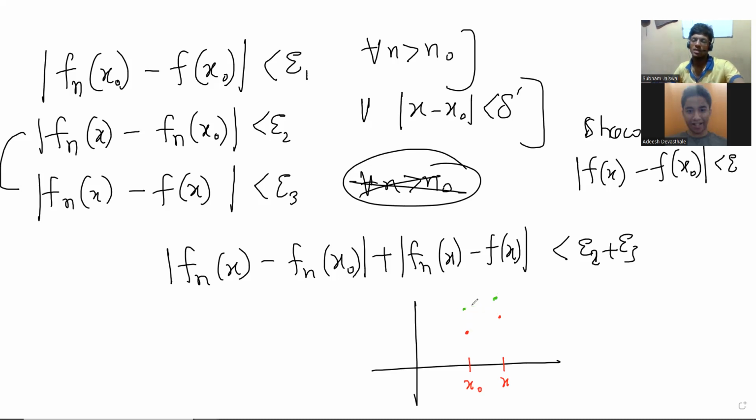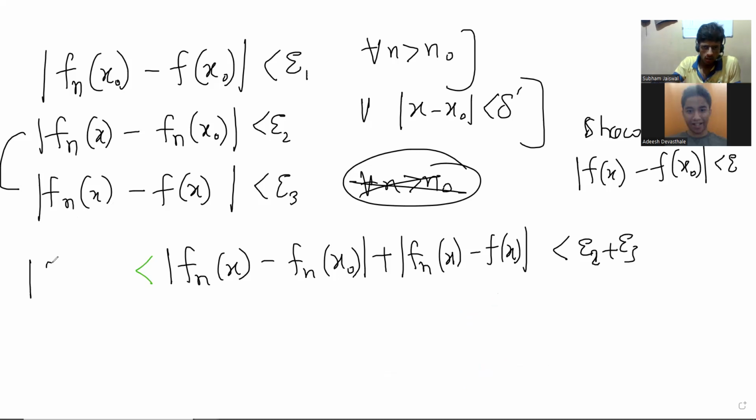Then you just do the triangle inequality, and you get that f of x minus Fn of x naught, minus f of x, that distance can be made small. Actually we didn't need these two inequalities. This is like a very direct consequence. Fn of x naught minus f of x.